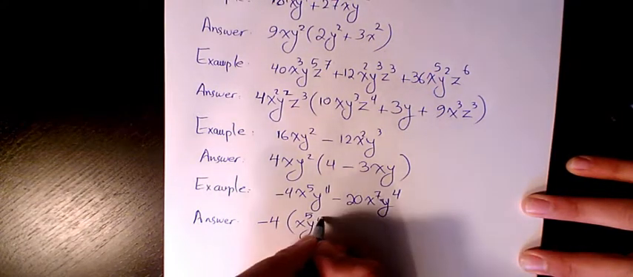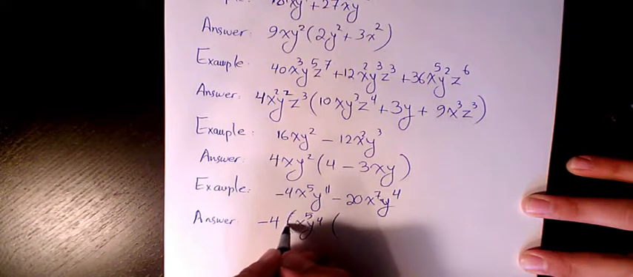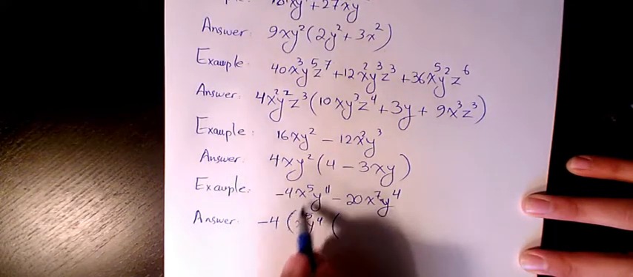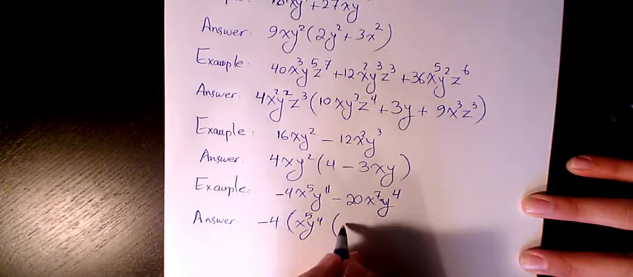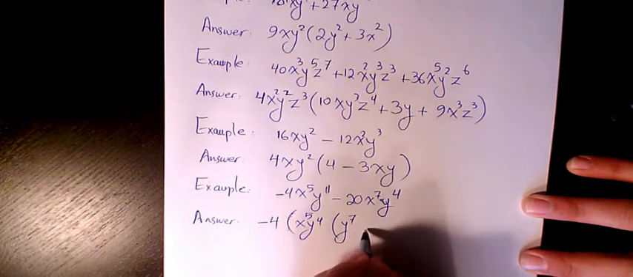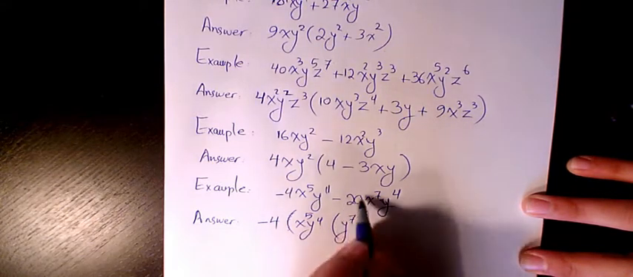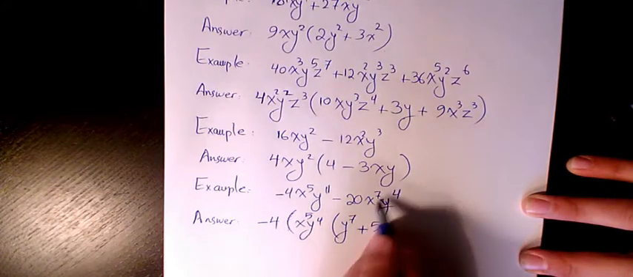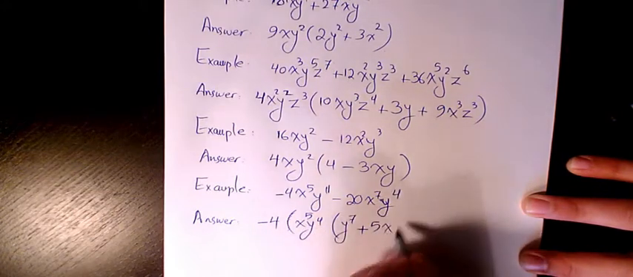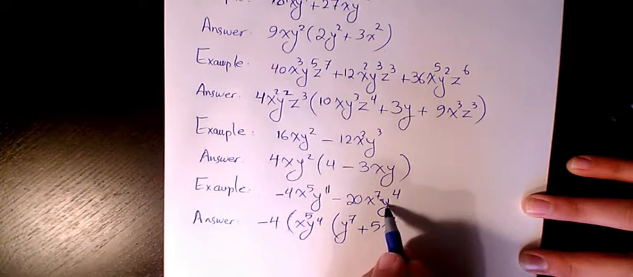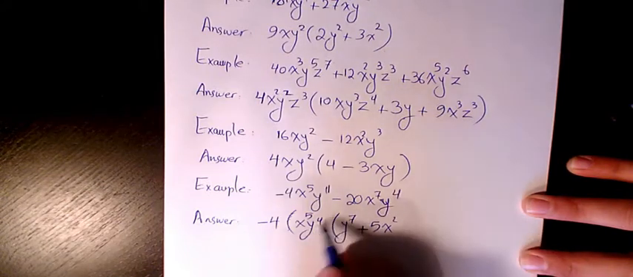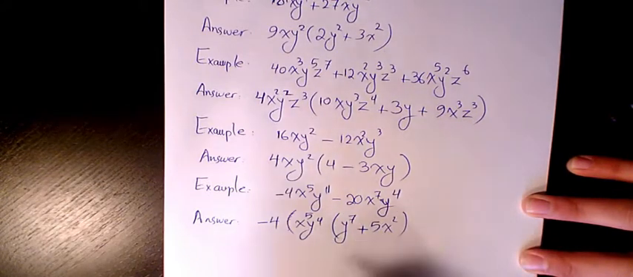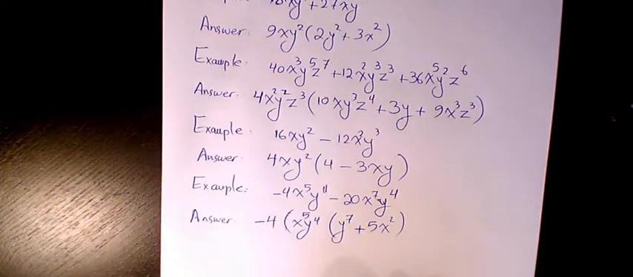Y will be 4, so don't mind this one. y to the power of 11 divided by y to the power of 4 is going to be y to the 7, and here we have plus 5 because negative 20 divided by negative 4 will be positive 5. x to the power of 7 divided by x to the power of 5 is going to be x squared, and y to the power of 4 divided by this one is going to cancel each other.